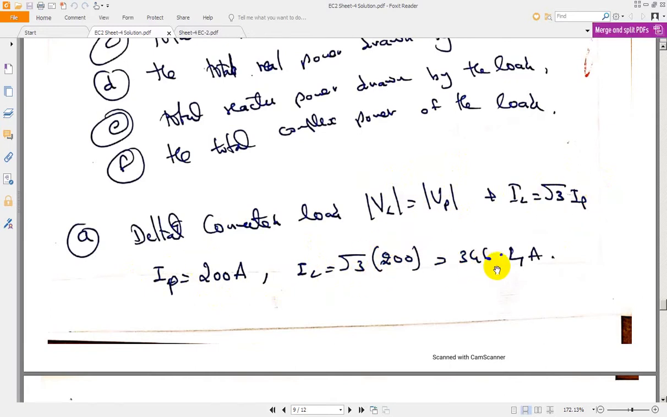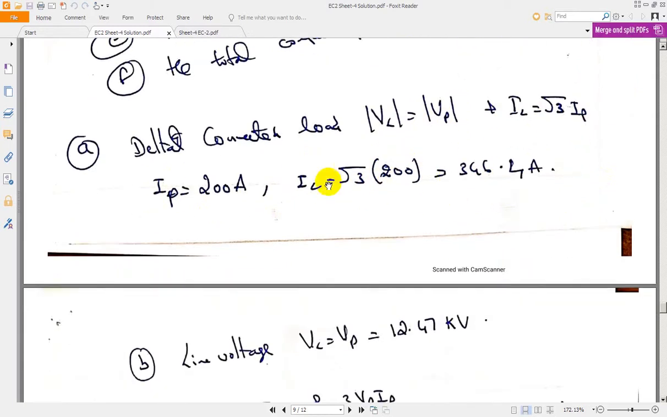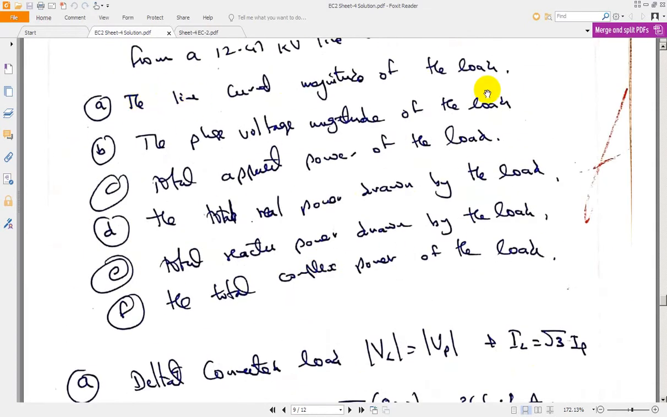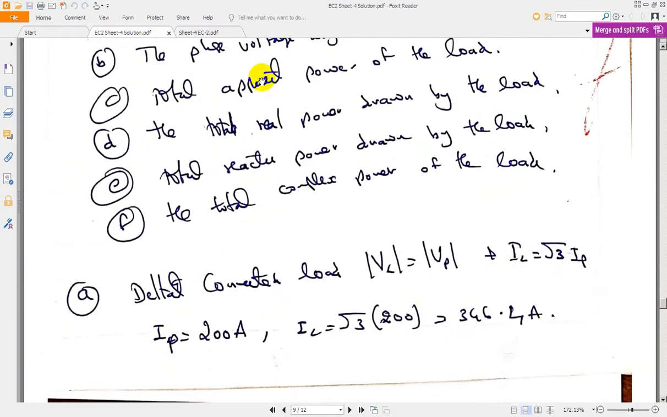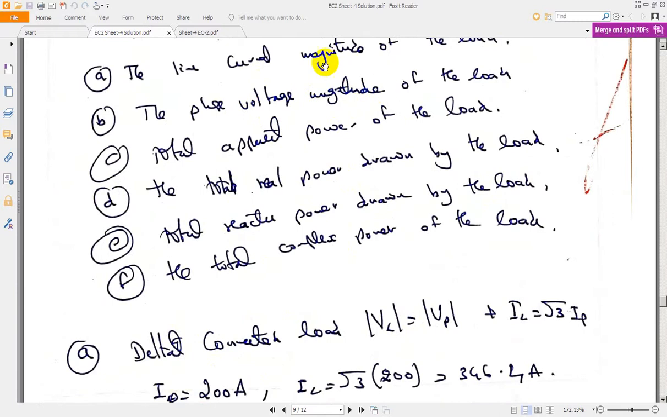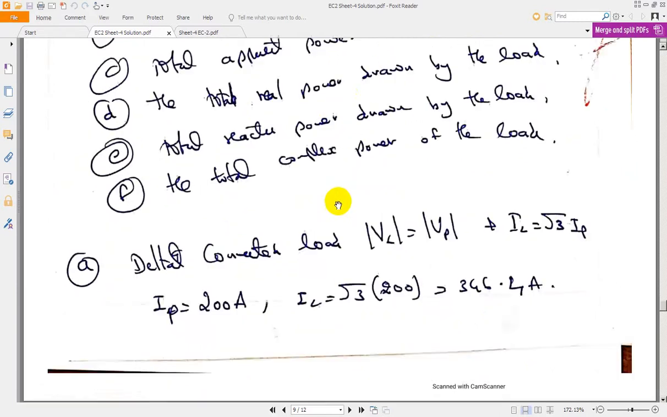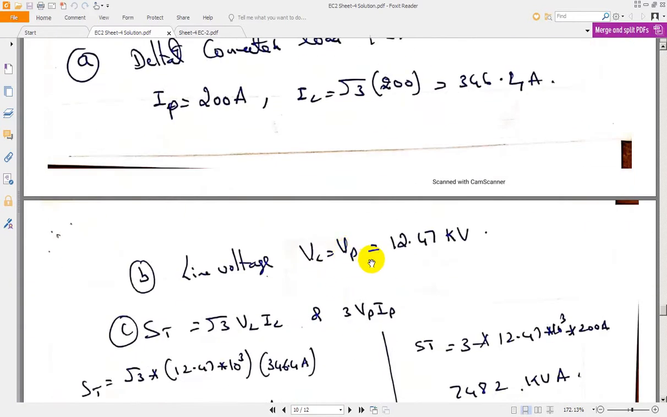√3 into I phase is equal to 346.4 amperes. This forms the magnitude of the line current. We need to calculate the magnitude of the line current, then the phase voltage magnitude. Since it is delta connected, the line voltage is equal to the phase voltage. Here we only need to calculate the voltage magnitude of the load. So we can write VL is equal to V phase is equal to 12.47 kilovolts.